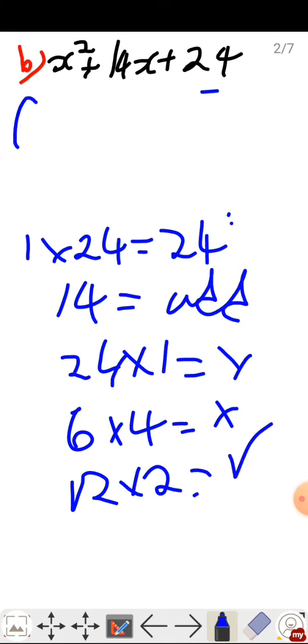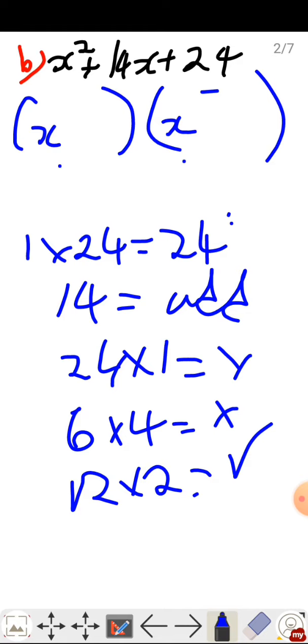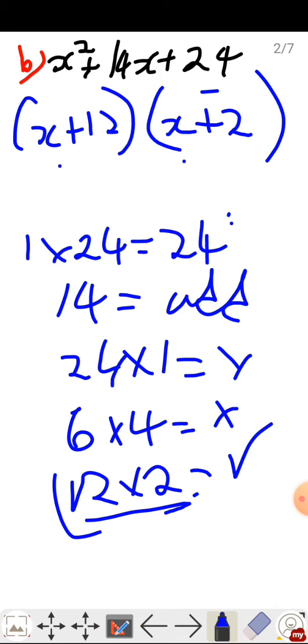So now you open brackets, two brackets. Here write our x, write our x. This will give us our x squared. Then you take these numbers you found, and you simply write plus 12 plus 2, because they are both positive. So this is your answer.